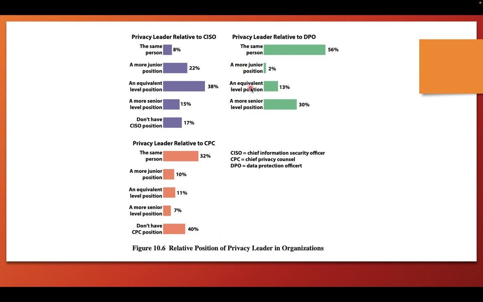Okay, so you can see the comparison, the position called privacy leader, how they see it in an organization, whether it's equivalent to chief information security officer or equivalent to data protection officer or equivalent to chief privacy counsel. Okay, now let's move on.